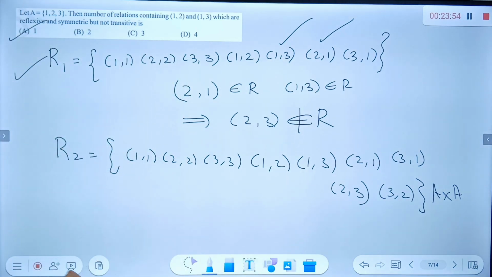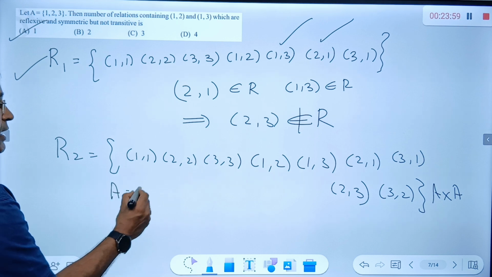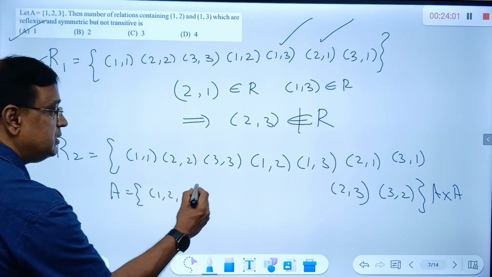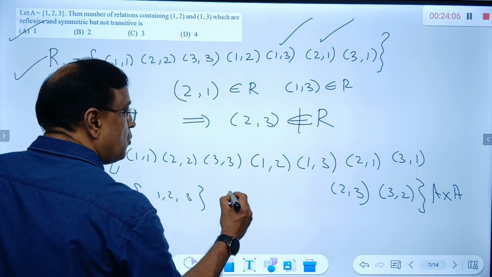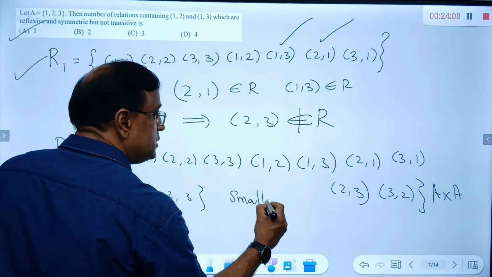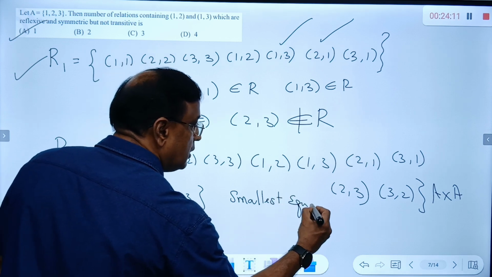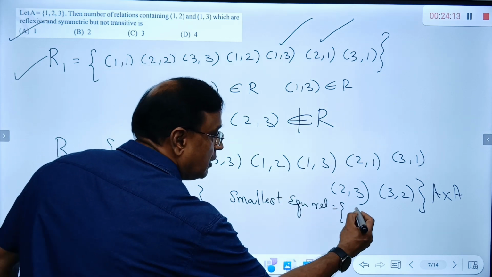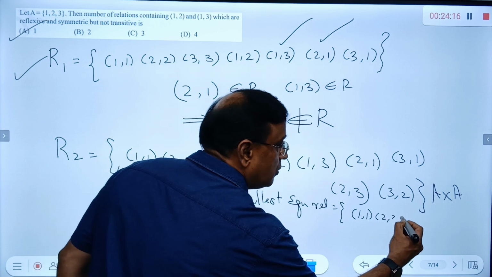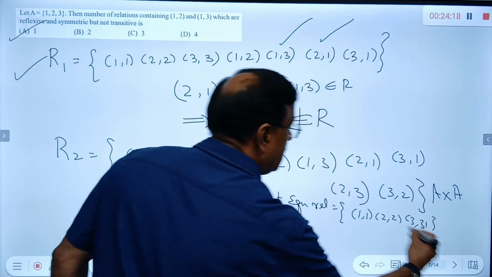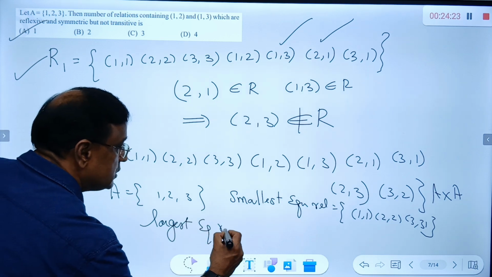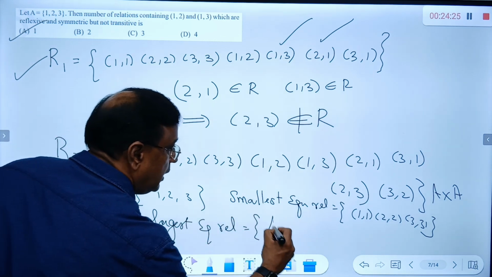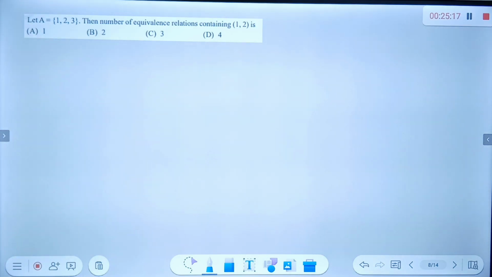Now, in this problem, I also want to highlight one important fact. When you are talking about a set A which has, say, 1, 2, 3 elements, understand the smallest equivalence relation will be 1, 1, 2, 2 and 3, 3, and the largest equivalence relation will be A cross A. Let's go to the next question.